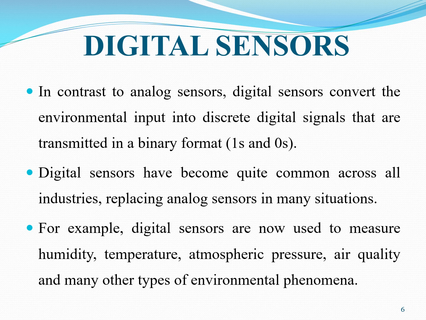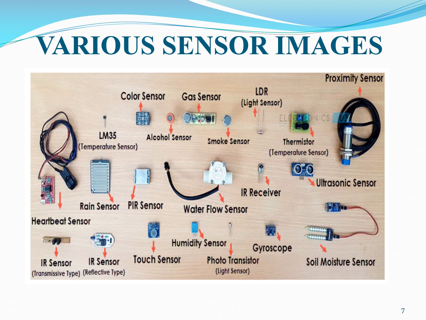Our next kind is the digital sensor, which converts the environmental input into discrete digital signals that are transmitted in a binary format like ones or zeros. These kinds of sensors have become quite common across all industries, replacing analog sensors in many situations. For example, digital sensors are now used to measure humidity, temperature, atmospheric pressure, air quality and many other types of environmental phenomena. These are images of various sensors like color sensor, smoke sensor, proximity sensor, ultrasonic sensor, humidity sensor, touch sensor, etc.